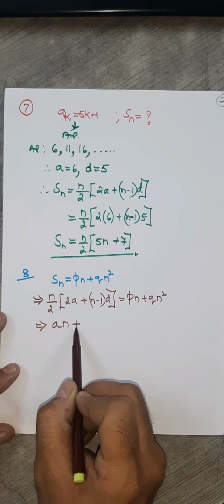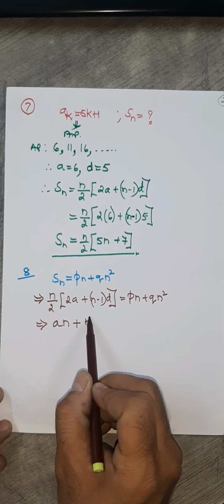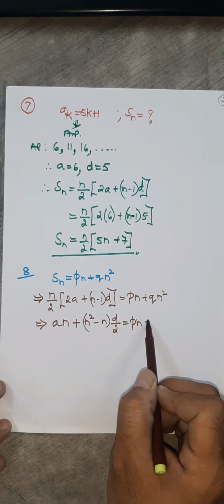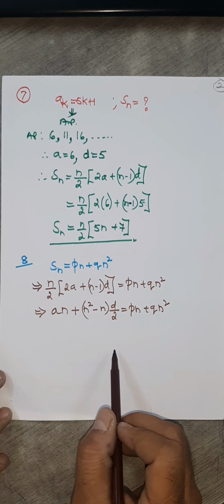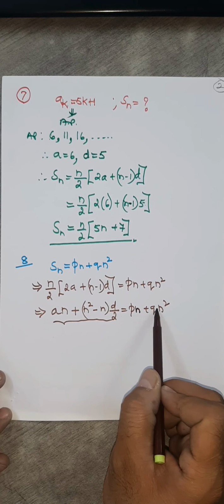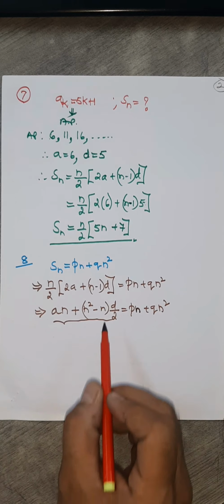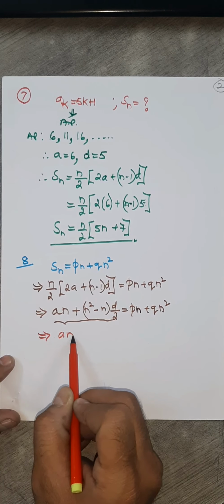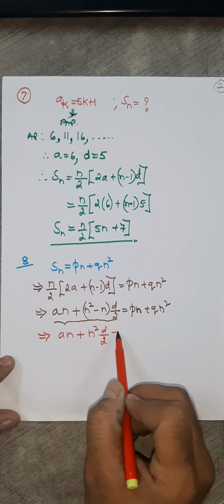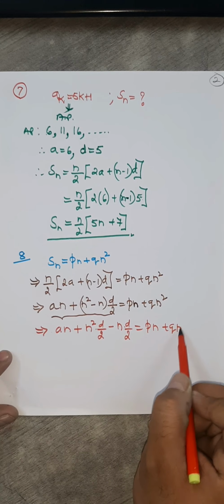This is a into n plus n square minus n into d by 2 equals pn plus qn square. Now I'll express this left hand side expression in this form: constant into n plus another constant into n square. I'll set it in that form. So if you open this, this is n square into d by 2 minus n into d by 2 equals p into n plus qn square.